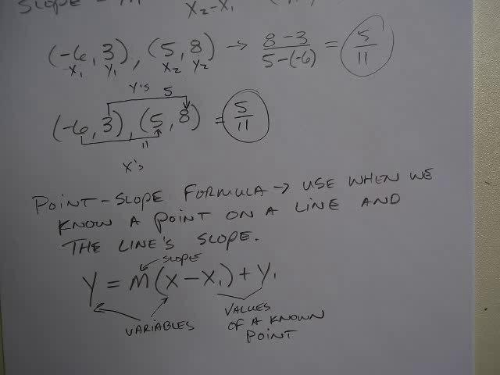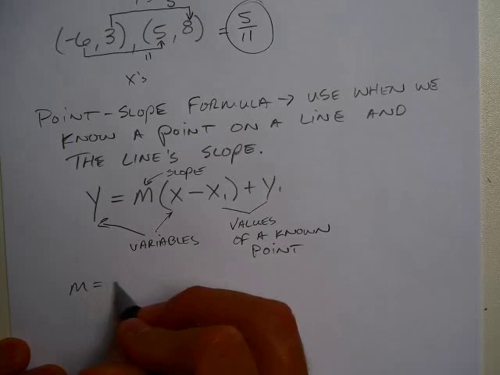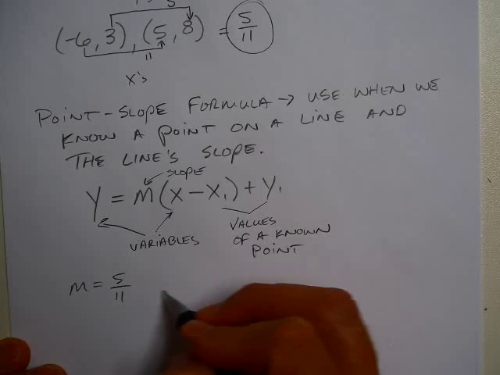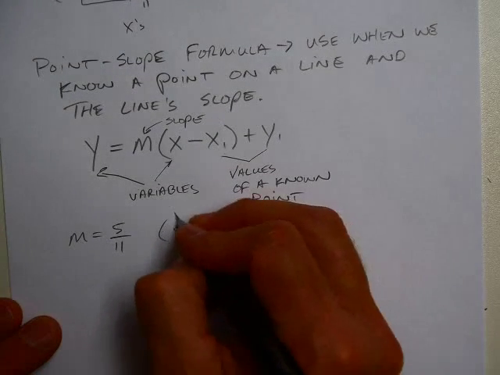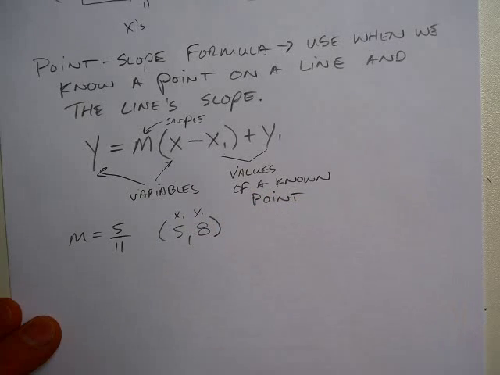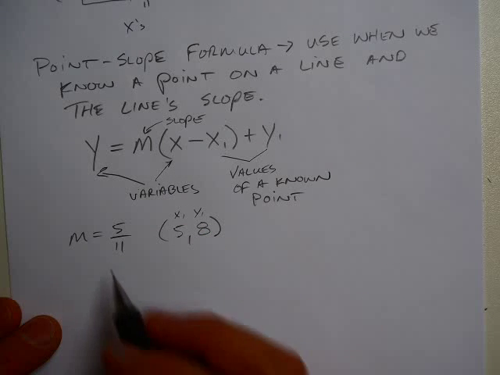Okay, so you pick one of the 2 points. If you have 2 points, you pick one. Which one's friendliest, you think? The -6,3 or the 5,8? You like the 5,8? Let's use the 5,8. So, given m equals 5/11, and I've got a point, 5,8, we do have to recognize that this is our x sub 1 and our y sub 1. Okay. Now, I'm going to put these into the formula.